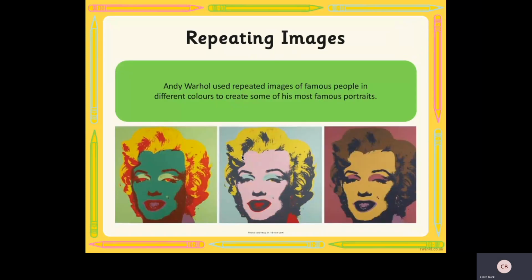Andy Warhol used repeated images of famous people in different colours to create some of his most famous portraits. So here's Marilyn again, each one very similar but different. And this is what we're looking at trying to achieve today.